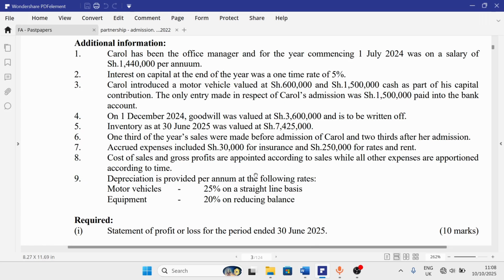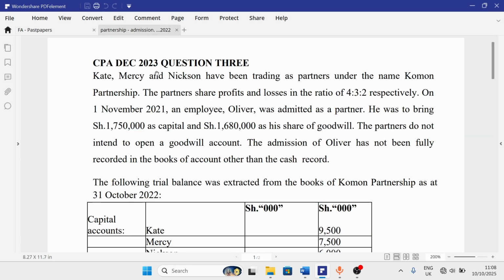The next question is taken from December 2023. That is CPA, December 2023, question 3. So this question is slightly different from the one I have done, but it is a bit easier than the one I have done. One reason why it is easier is that here the partner is admitted at the beginning of the year. So notice what it says in this sentence.